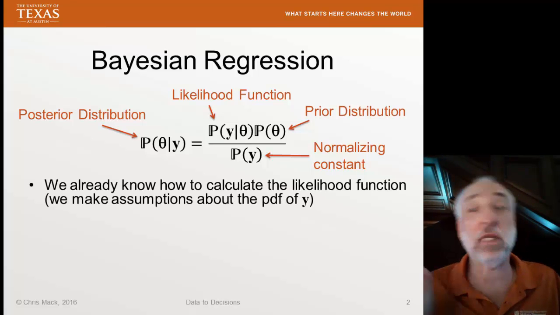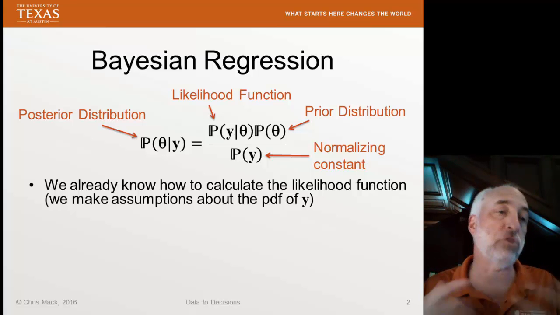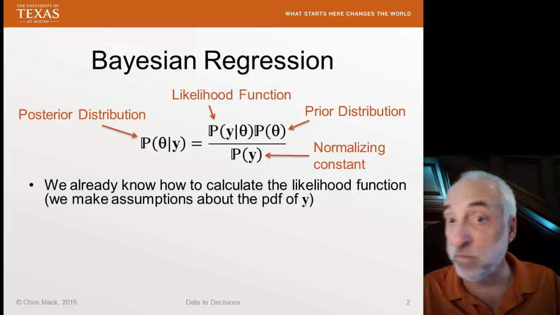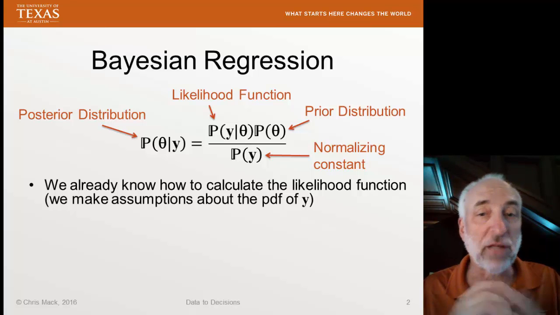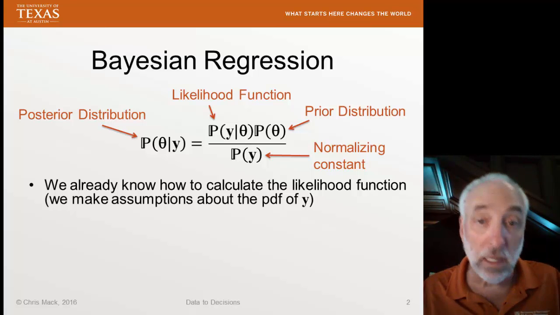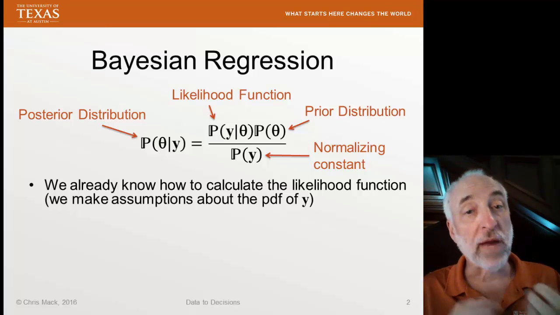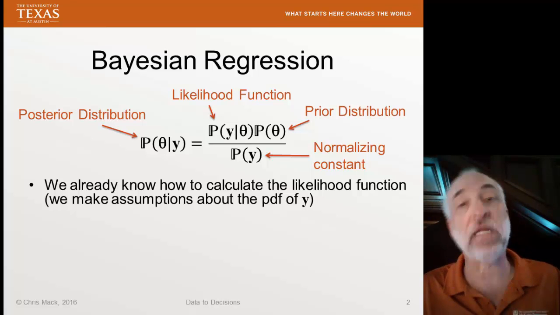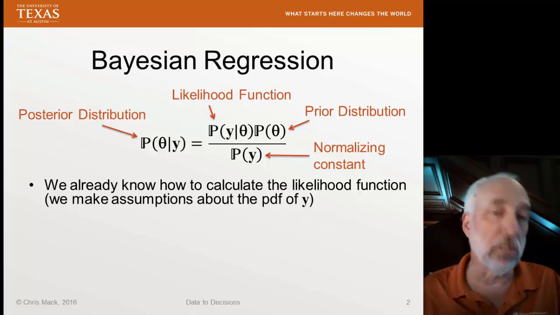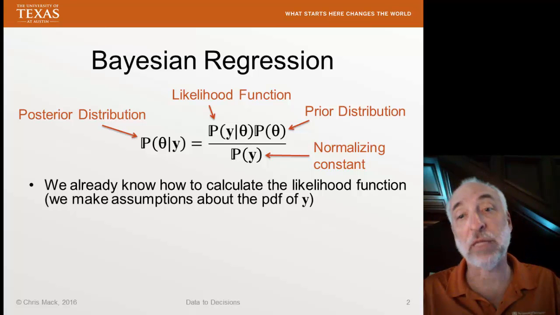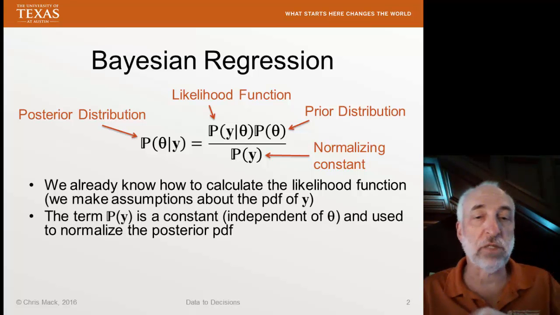So we already know how to calculate the likelihood function. This is what we do every single time we do ordinary least squares regression or maximum likelihood estimation for our regressions. It does require us to make assumptions about the probability distribution function for y. For example, ordinary least squares assumes a normal distribution where every y is independent and identically distributed with a constant variance. Of course, we don't have to make that assumption, but we have to make some kind of an assumption about the PDF of y. But we already know how to do that. That's what we've talked about throughout this semester.